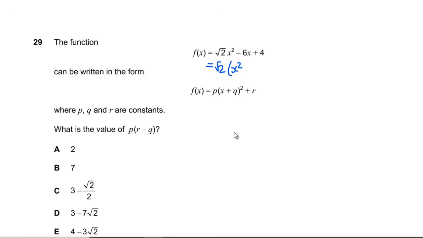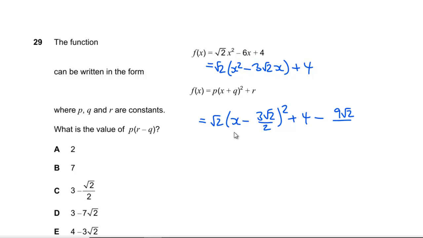So if I divide this by root 2, that's going to be 3 root 2 x. And then I think I can leave the 4. I don't need to mess around with a 4. So that's going to be root 2 x minus 3 root 2 over 2, squared. Still got the plus 4, but then I need to take off 9 over 2 times root 2, so 9 root 2 over 2. Okay, that seems to be in that format.